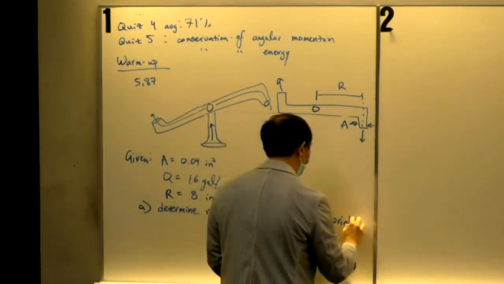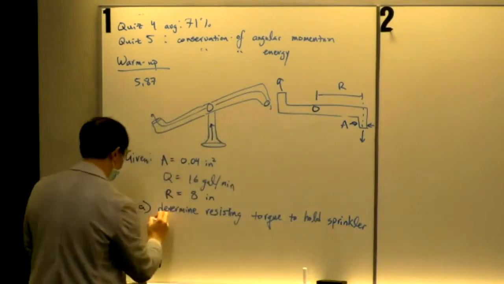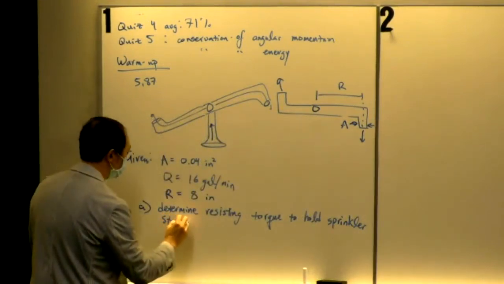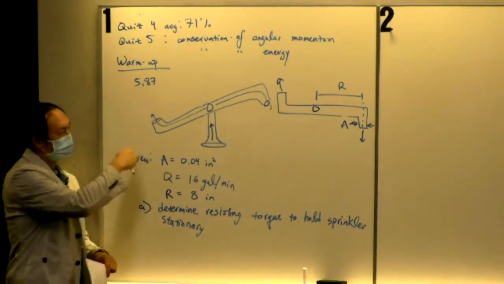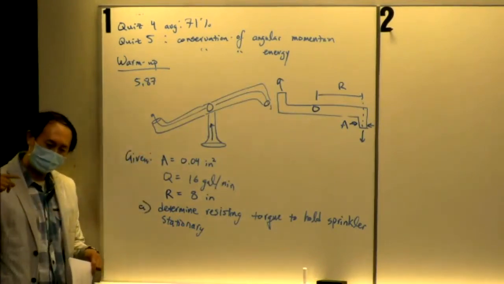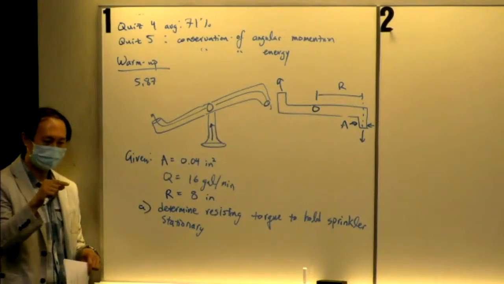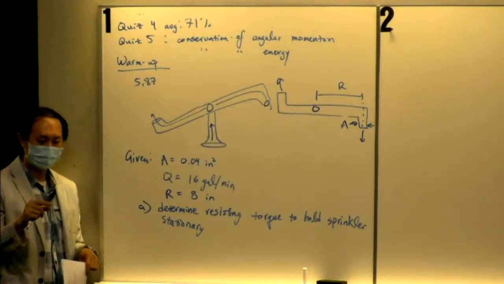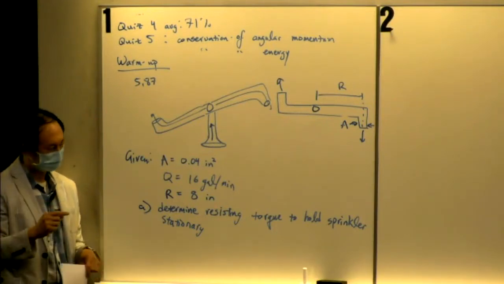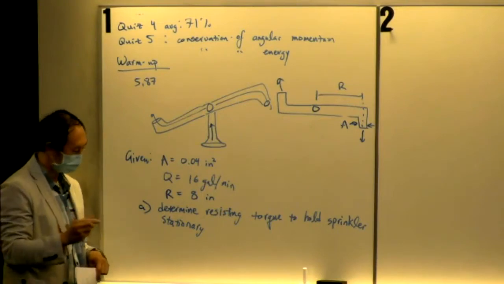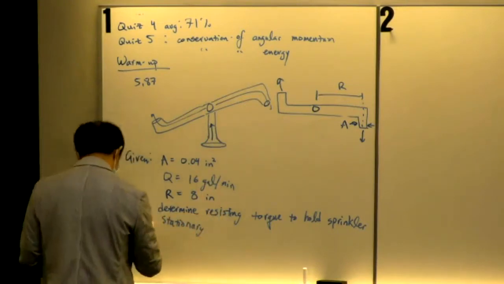Alright, so as you saw, when I blew through the sprinkler, it spun. So I want to know, if someone has their imaginary finger pushing it in the right direction, how much force, or how much torque given by the force and the radius, do they have to apply so it doesn't spin? So that's the first, resisting torque.